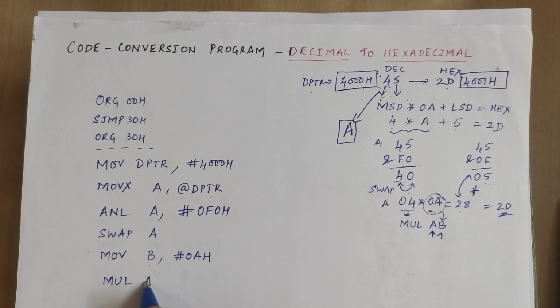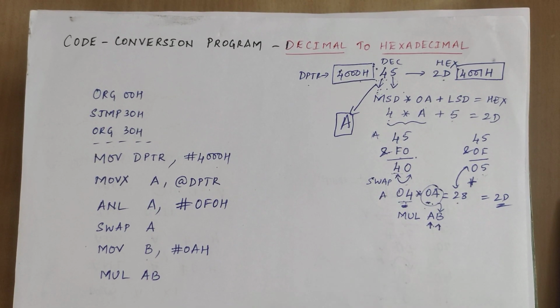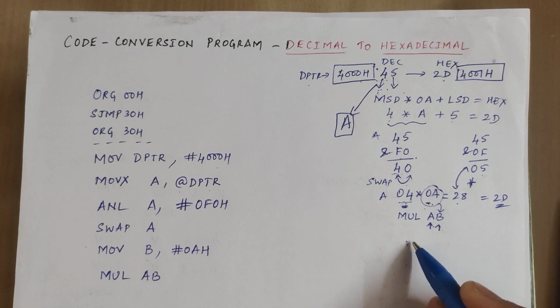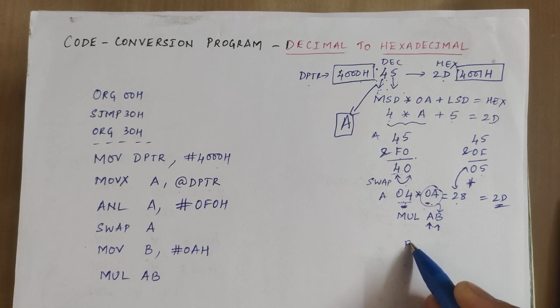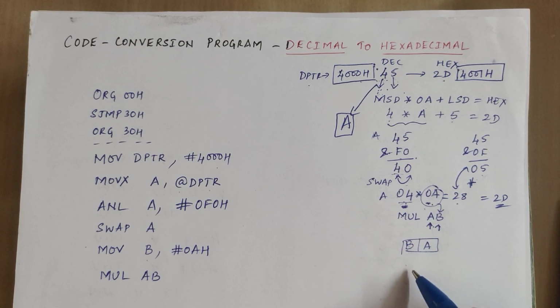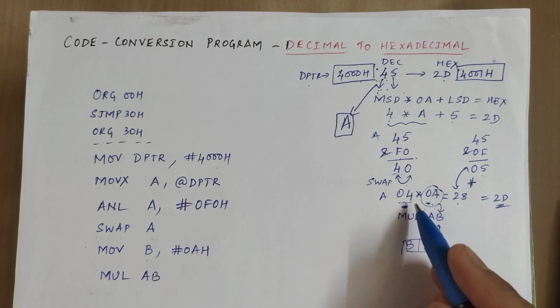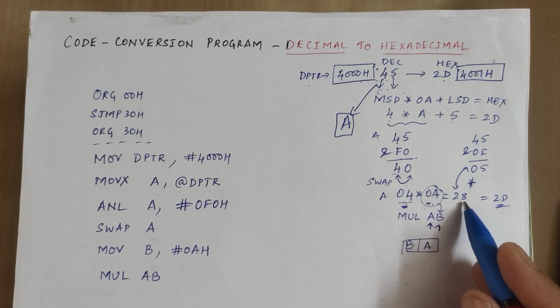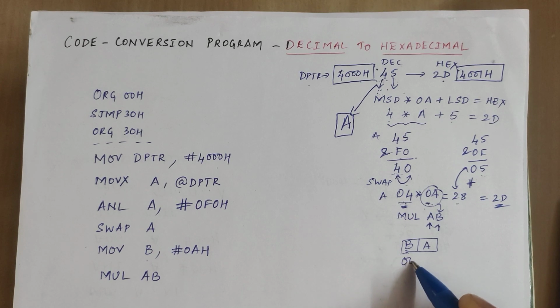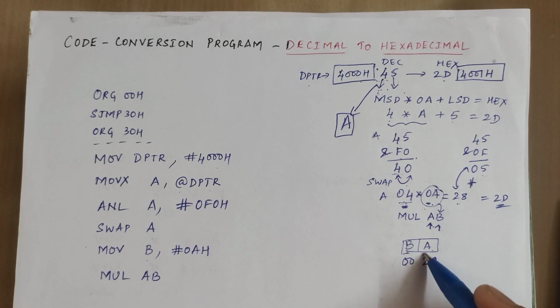So MUL AB. After multiplication, the higher byte of the product will be stored in the B register and the lower byte will be stored in the A register. Since here it's a small number that we have taken, 04 into 0A gives us 28. 28 in 16-bit is like 0028. So right now this answer is there in the accumulator itself.